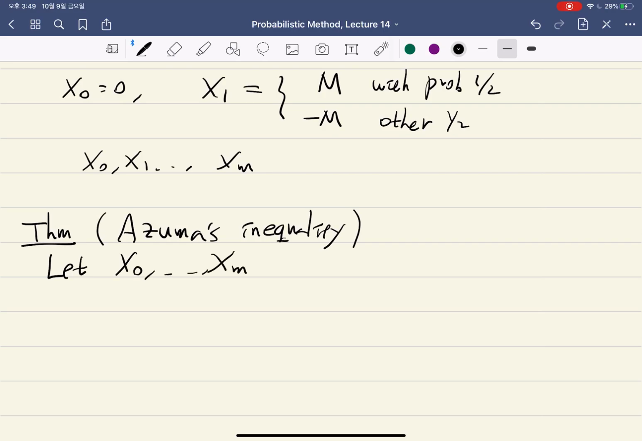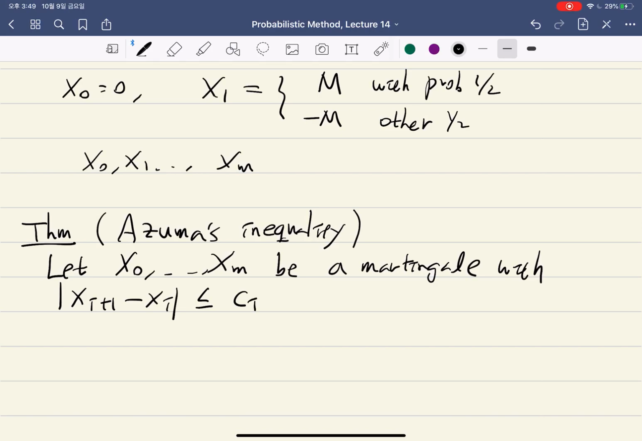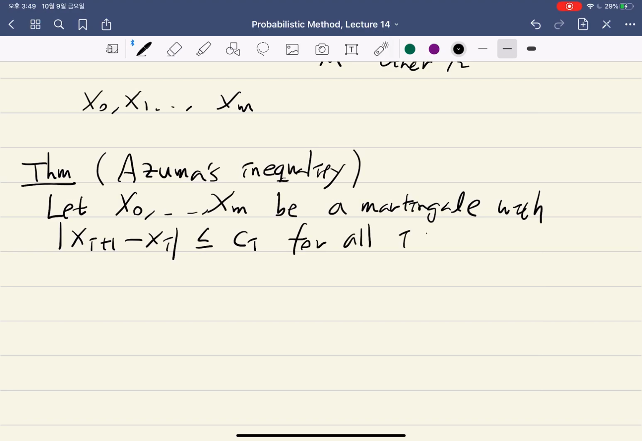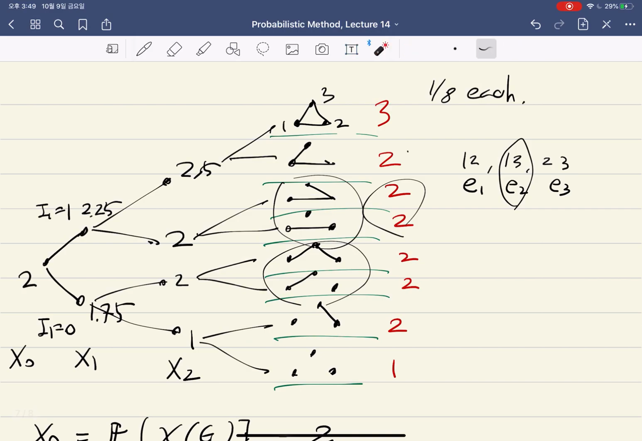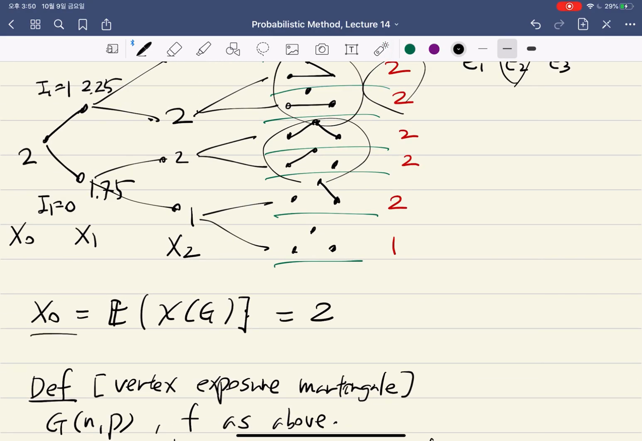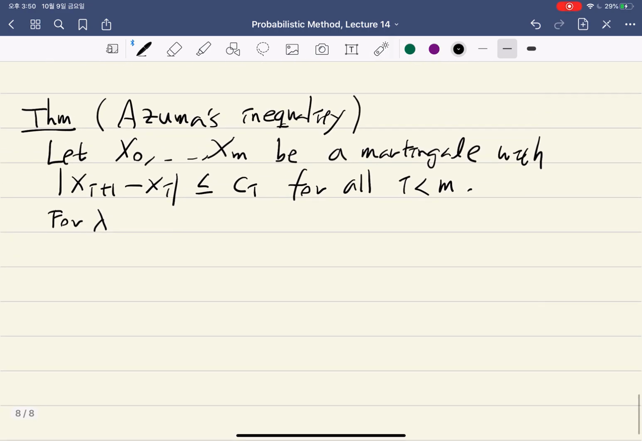So let x0 to xm be a martingale, and xi plus 1 and xi differ, in any case, by at most ci for all i. So ci is some constant. So for example, in the coin flipping one, our martingale does not change by more than 1. It's not difficult to check. Or in this case also, when you add or subtract, the expectation, the value xi does not change by more than 1. So in that case, those ci can be 1.